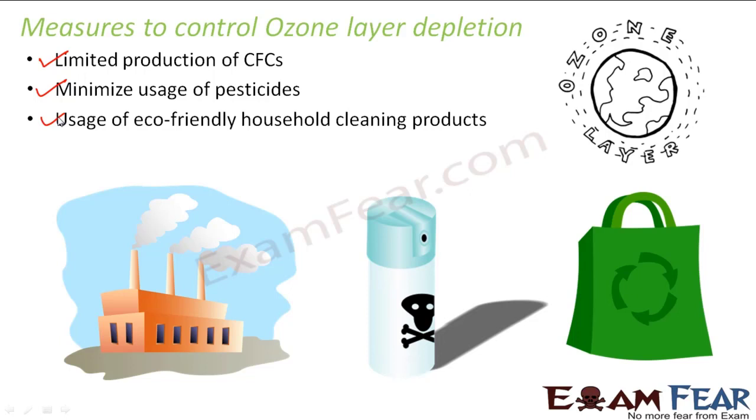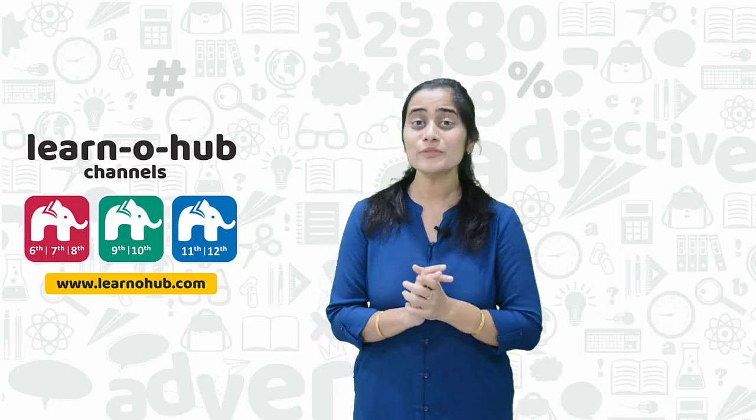So that is all about the ozone layer. What is the ozone layer? How is ozone formed? How does the ozone layer absorb the harmful ultraviolet radiation? What is causing the ozone layer to get depleted, and what are the measures that we should take in order to control this depletion? I hope you found this video useful.